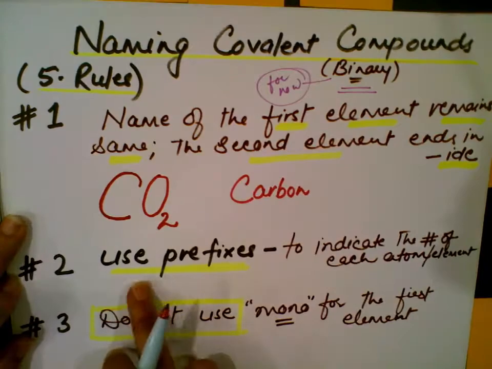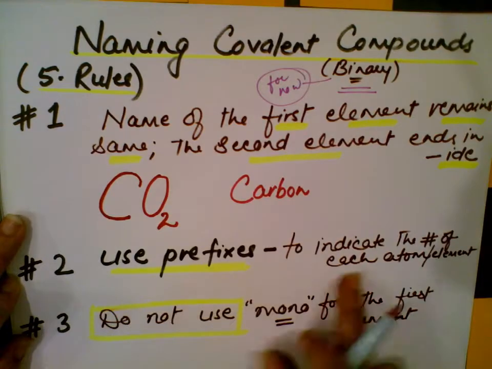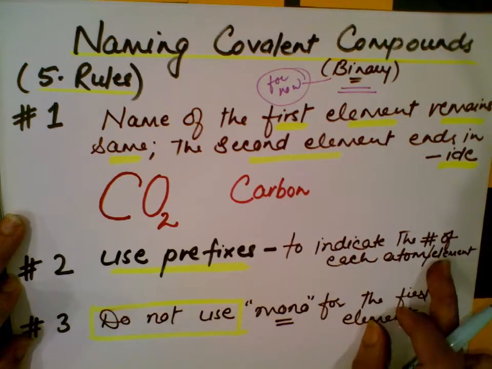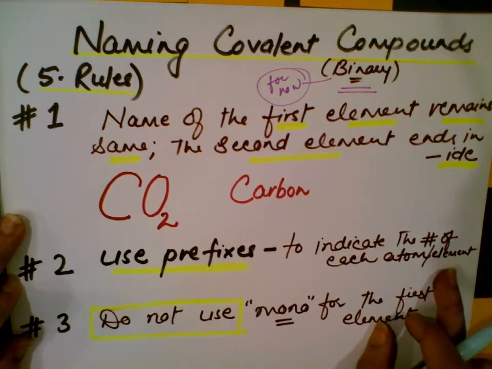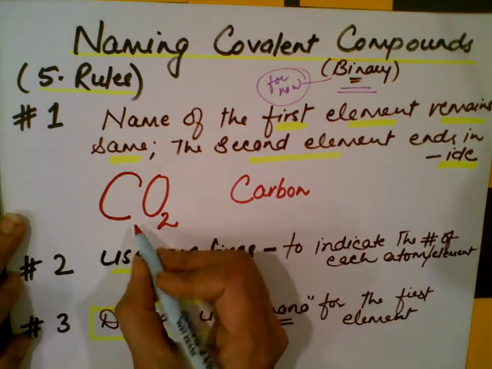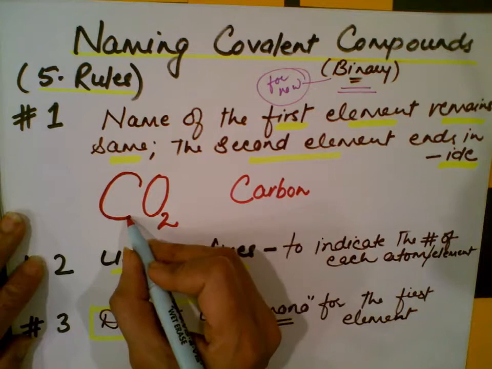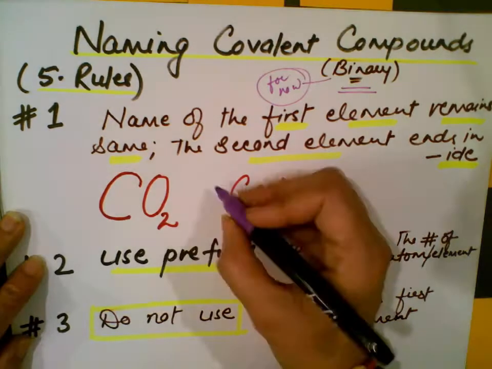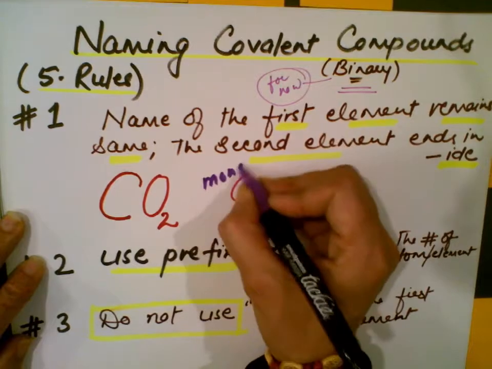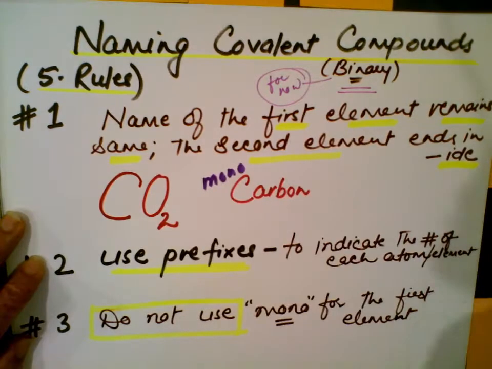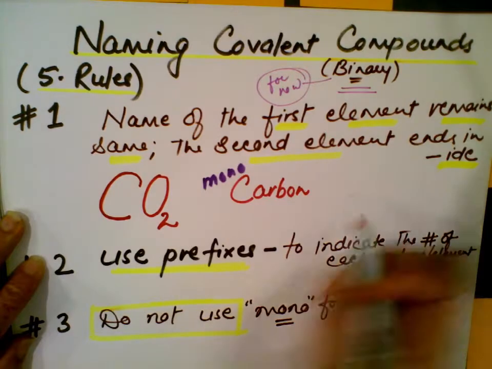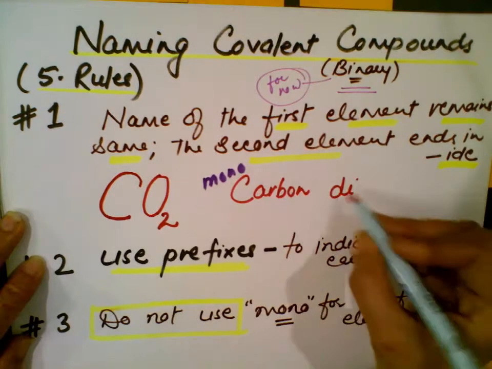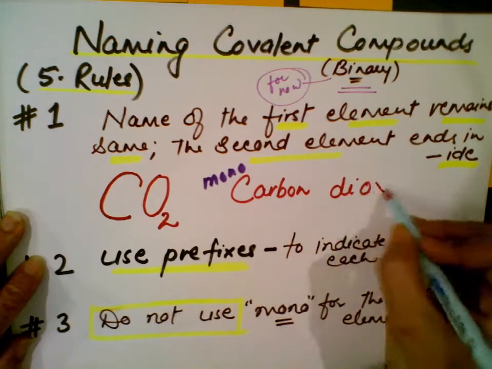Rule number 2 says use prefixes. So we have to indicate the number of each atom by using prefixes. How many carbon do we have here? We have 1 carbon, so we can write mono. And we have 2 oxygen, so di. And we said oxygen is oxide.